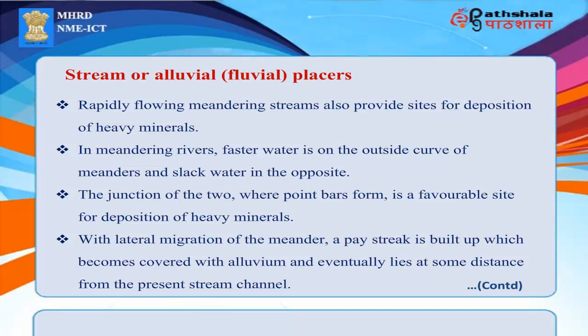Rapidly flowing meandering streams also provide sites for deposition of heavy minerals. In meandering rivers, faster water is on the outside curve of the meanders and slack water on the opposite side. The junction of the two, where the point bars form, is a favorable site for deposition of heavy minerals. With lateral migration of the meander, a pay streak is built up, which becomes covered with alluvium and eventually lies at some distance from the present stream channel.